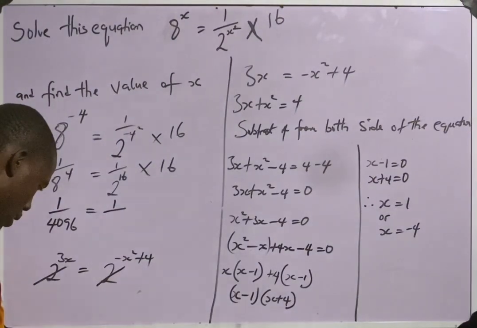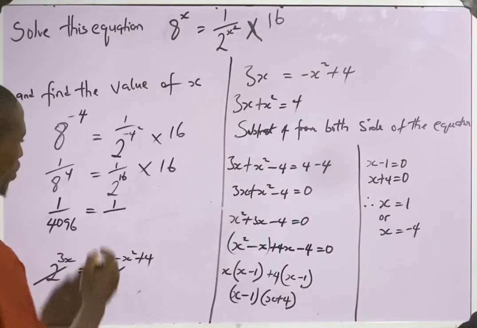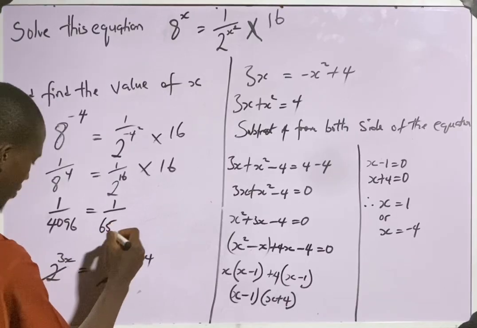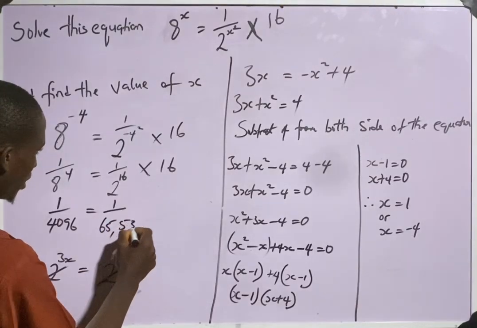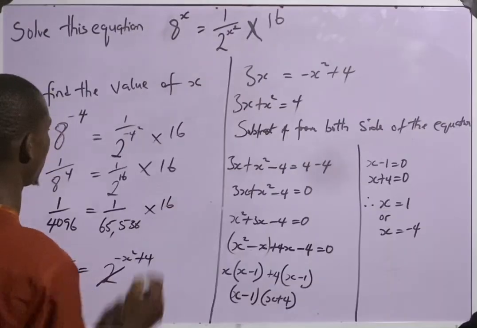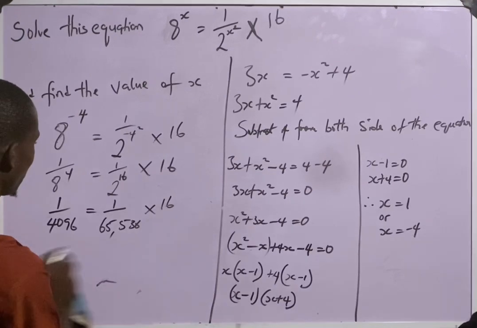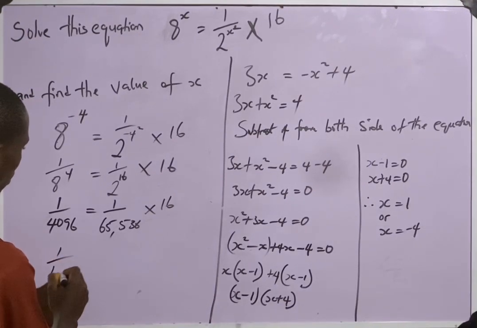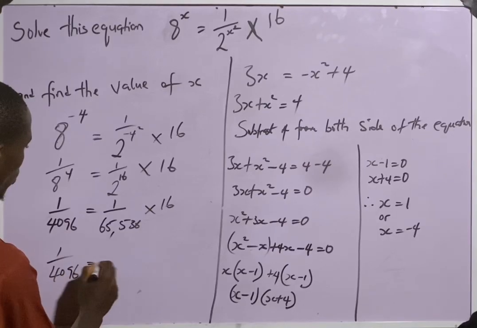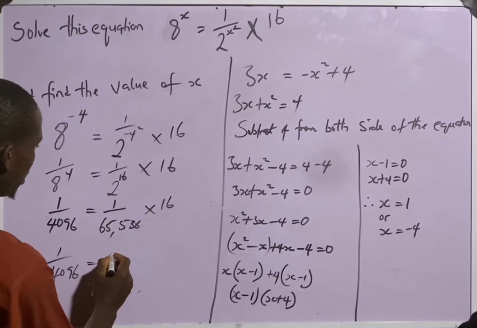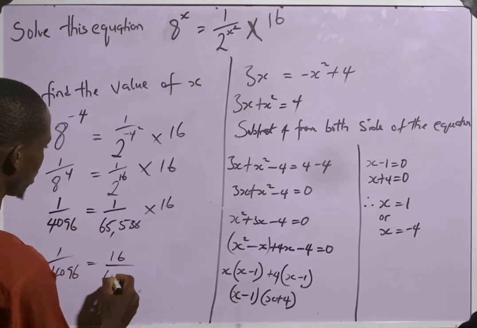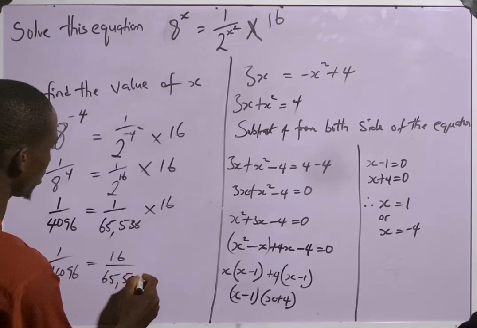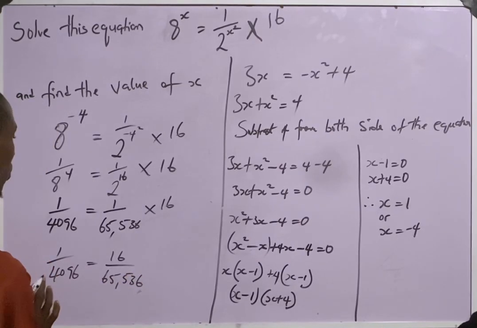2 raised to the power 16 is 65536 times 16. So this is also 1 all over 4096, which is equal to 16 all over 65536. Let's check if we are going to get exactly the same thing.